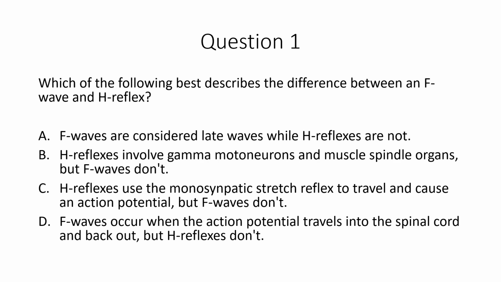A. F waves are considered late waves while H reflexes are not. B. H reflexes involve gamma motor neurons and muscle spindle organs, but F waves don't. C. H reflexes use the monosynaptic stretch reflex to travel and cause an action potential, but F waves don't. And D. F waves occur when the action potential travels to the spinal cord and back out, but H reflexes don't. So just take a second, you can pause the video, and we'll go over to the next answer.